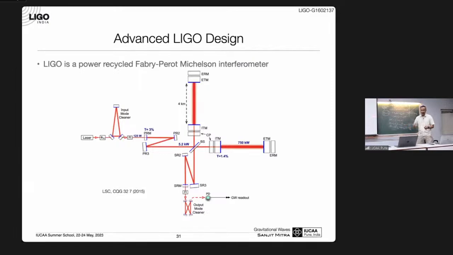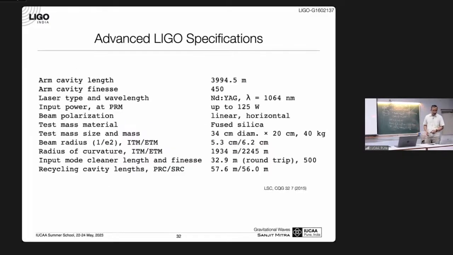Initially it was 10 kilo, then it was 40 kilo, but it becomes very difficult to build a good quality mirror of that mass because it has to have the right quality factor and so on. So these are other kinds of noise. We will come to them later.